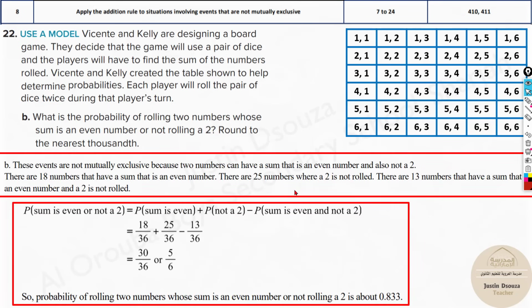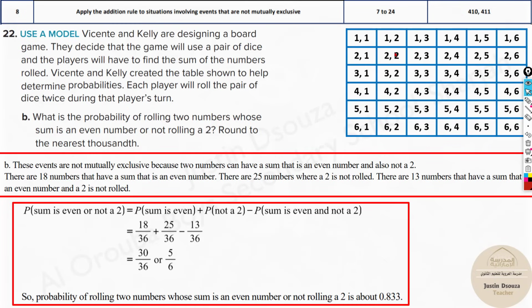Now minus the common things. We need to find the intersection as well, isn't it? That is, the sum is even and the number 2 is not involved in it. It will be very hard to count like that, but we know half of the outcomes have a sum of even numbers, that is 18. So how many have 2 in that?